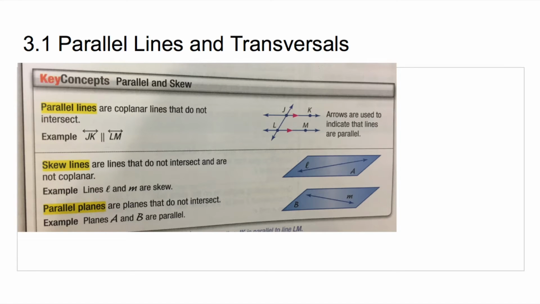3.1 is about parallel lines and transversals. Parallel lines are coplanar lines that do not intersect. Skew lines are lines that do not intersect and are not coplanar. An example of this is that line L and M are skew. Parallel planes are planes that do not intersect. An example of this is that plane A and plane B are parallel.